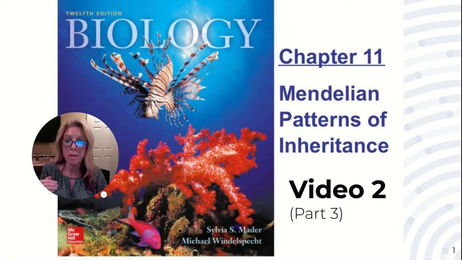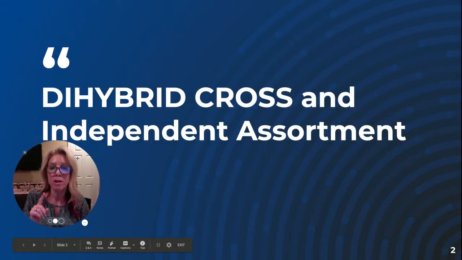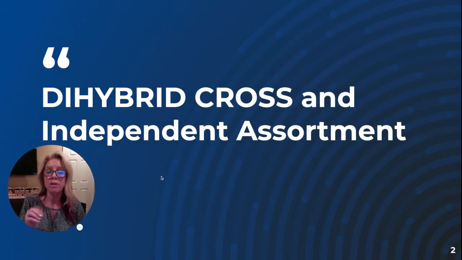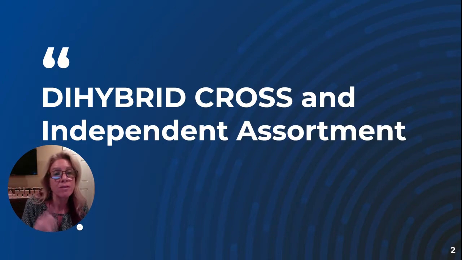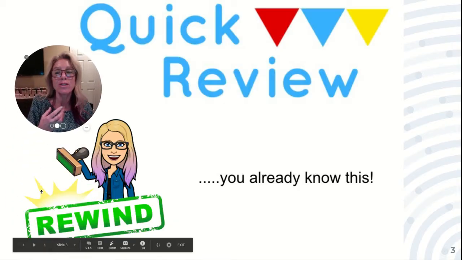of independent assortment. Before I get going on talking about the law of independent assortment, though, I want to do one thing first, and that is a quick review of some math, because when we start looking at our data now, we need to be able to analyze that data using our chi-square test. So I need to review that quickly with you. Okay, so this is a little rewind. You should already know this, hopefully.